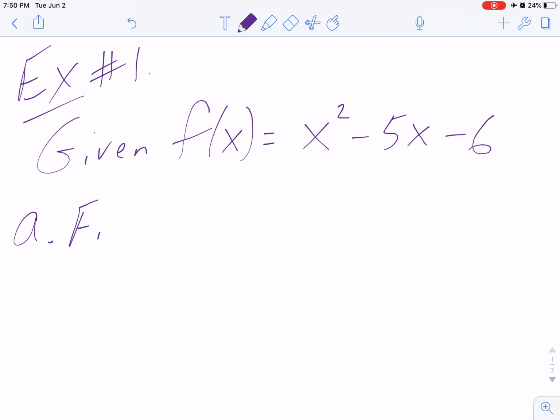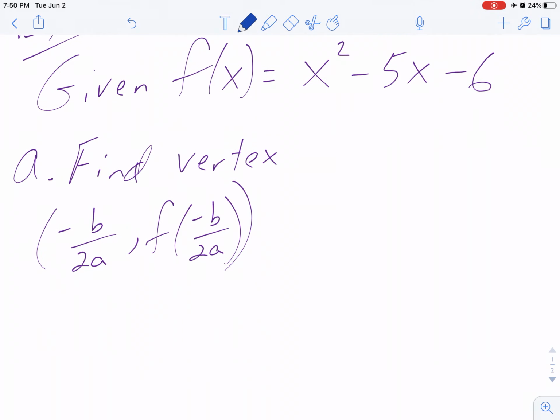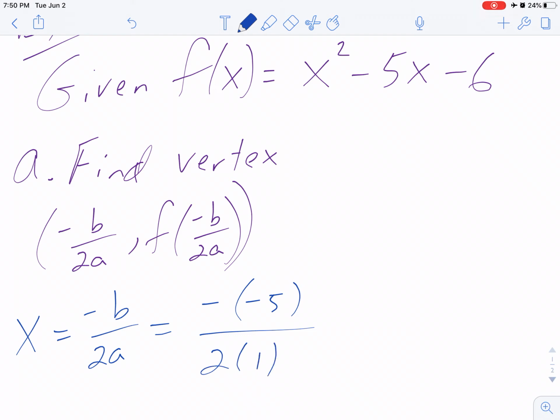I usually start with finding the vertex. Almost every problem in your assignment is going to ask you to find the vertex. My preferred method is to use this little formula. It's not really a formula, but this little rule to find the vertex. If we do that calculation, most of our work is going to be done for us. So our x value is negative b over 2a. Remember, our b is negative 5. In this case, our a is 1.